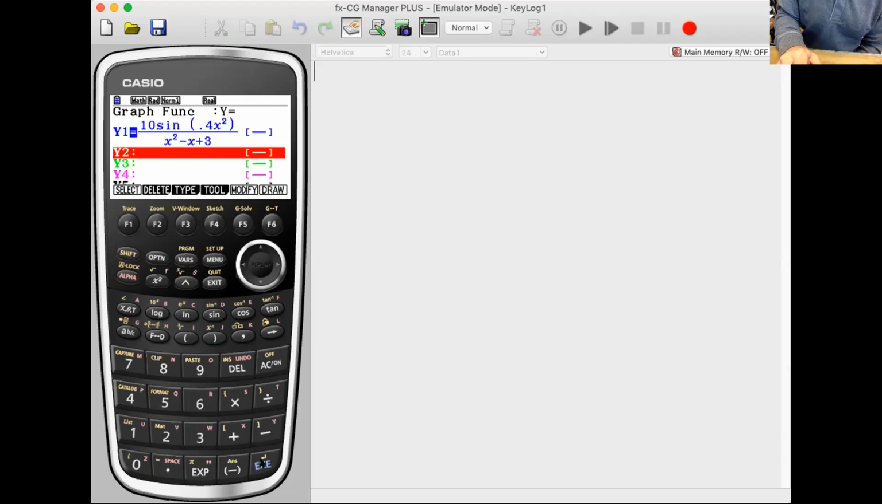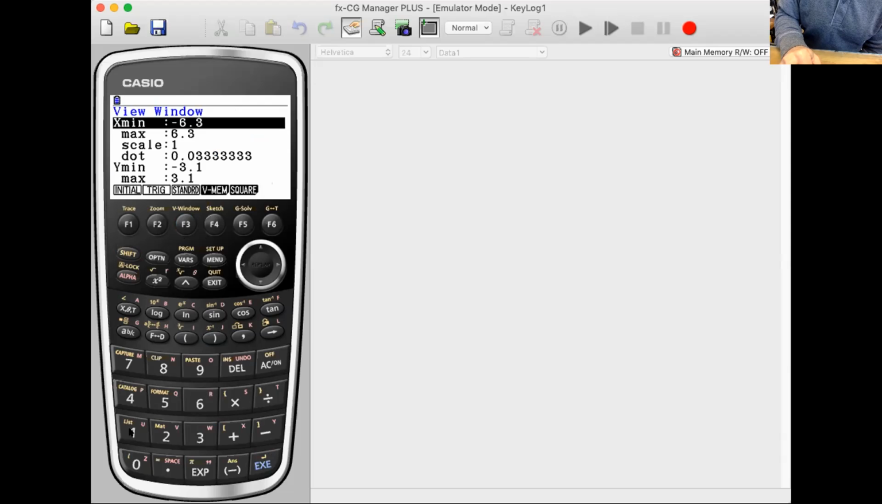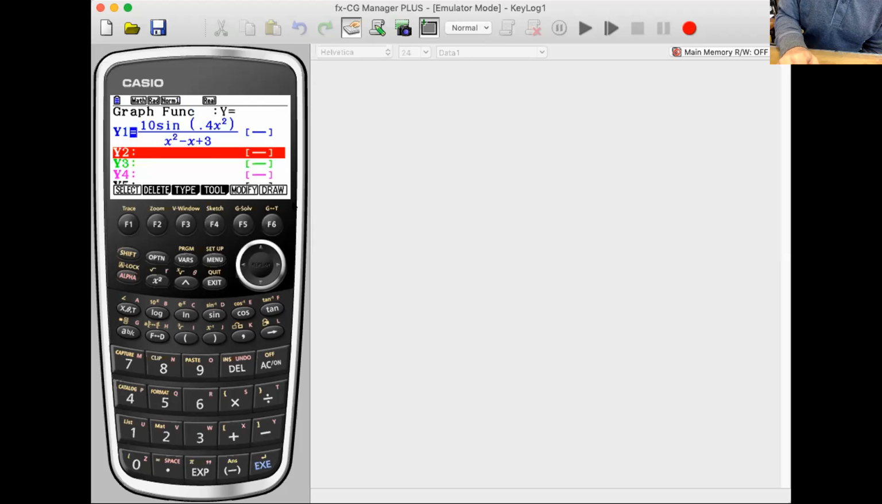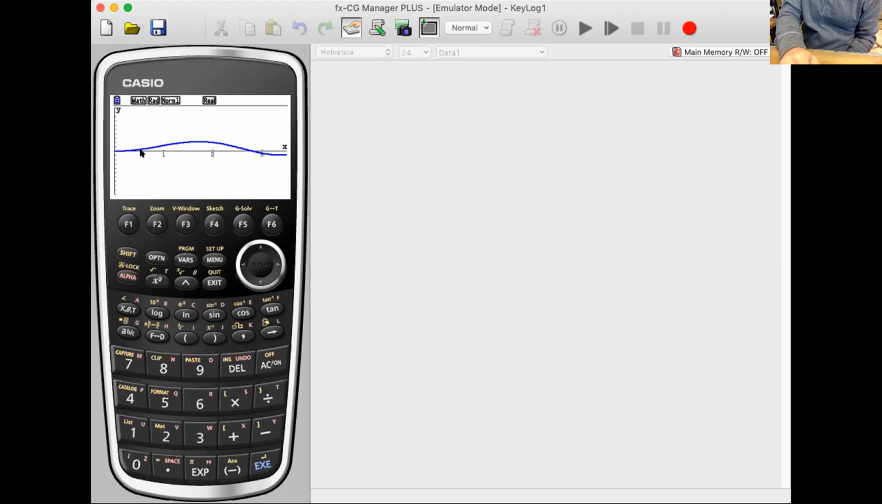And that looks correct. And I'm going to set my window. Next is going to go from 0 to 3.5. And I don't know what my y is. I'm going to go from -10 to 10 just to see what it looks like. And I'm going to draw it. Okay, so here's my graph right here.